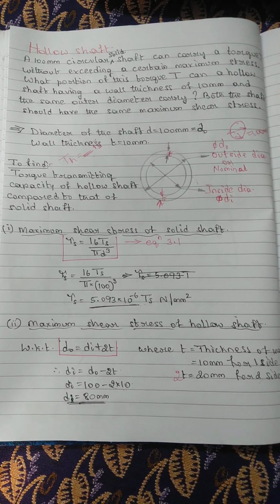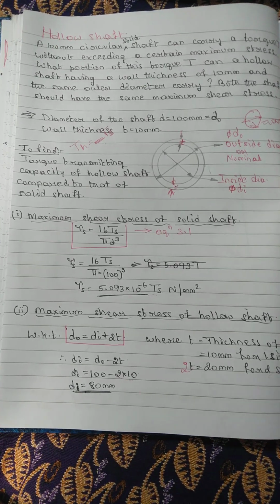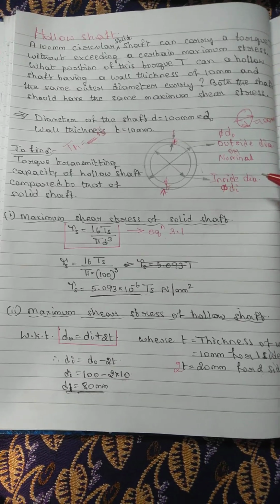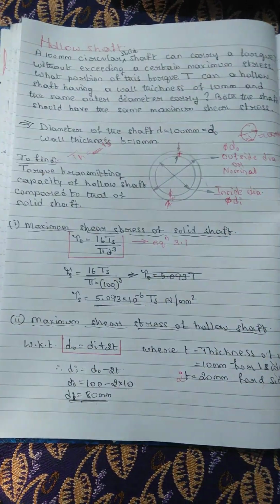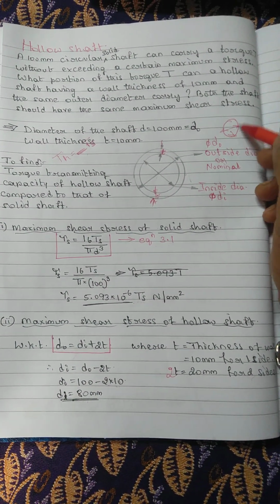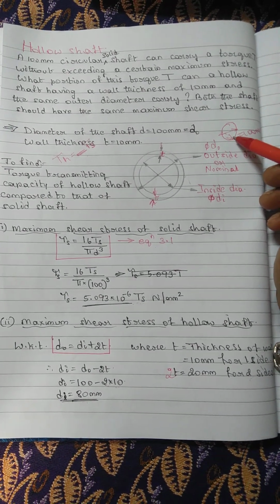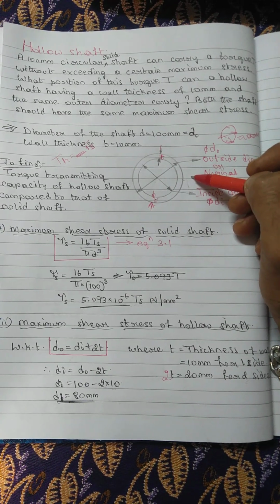Hello friends, I'm solving a problem from design of machine elements, and in that, design of shaft. The concept is design of shaft. So here is the problem definition: a circular shaft is given, and we have to compare the torque transmitted by the solid shaft and the torque transmitted by the hollow shaft.